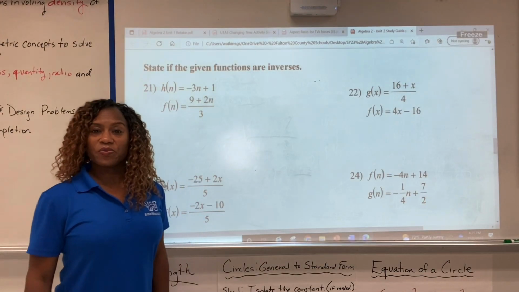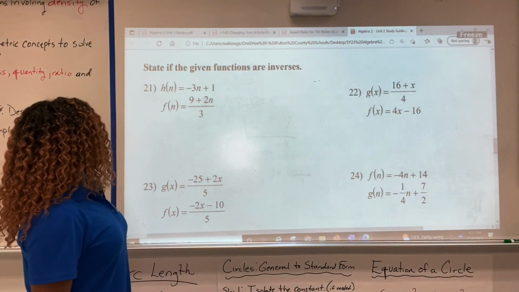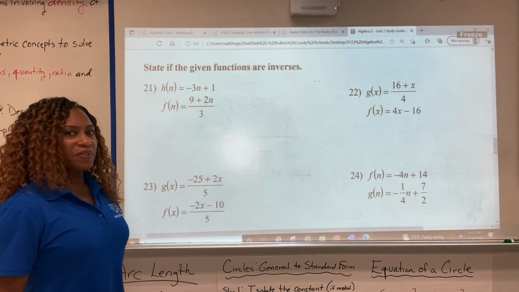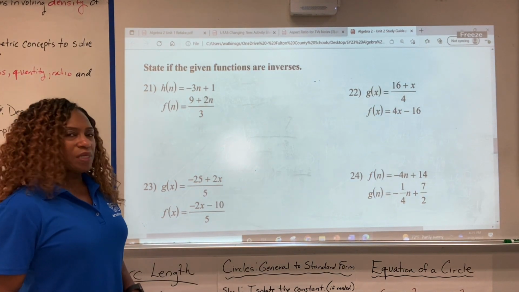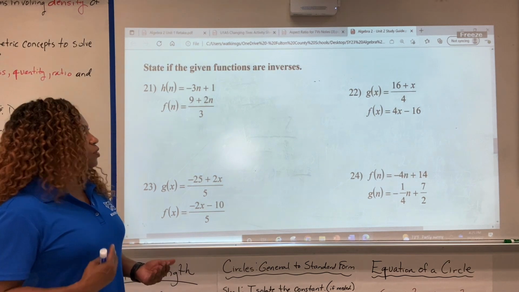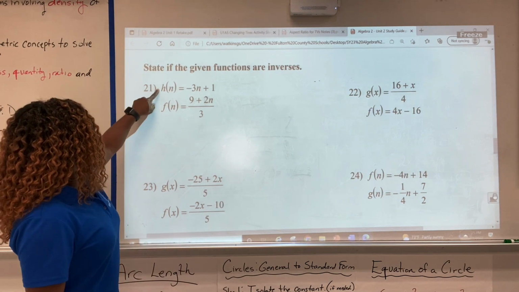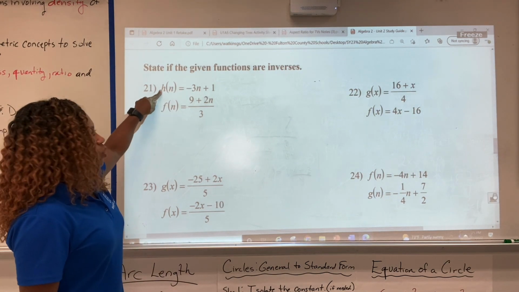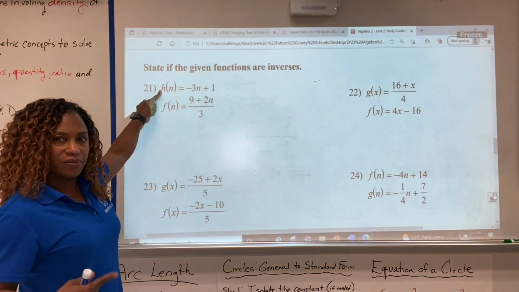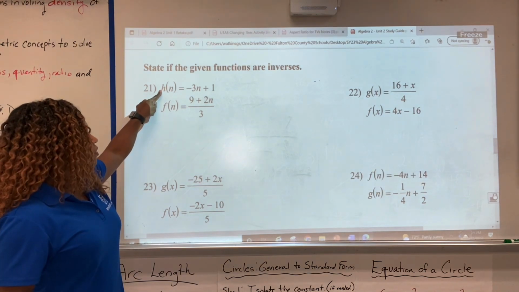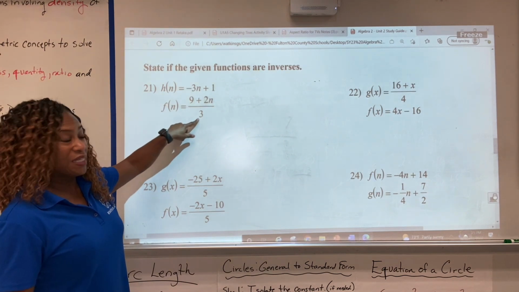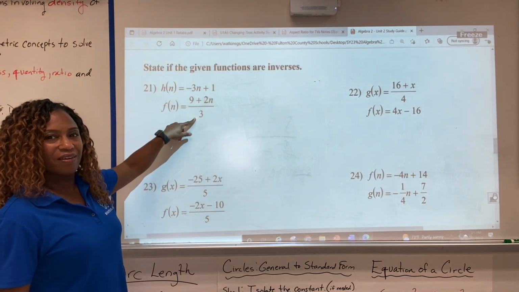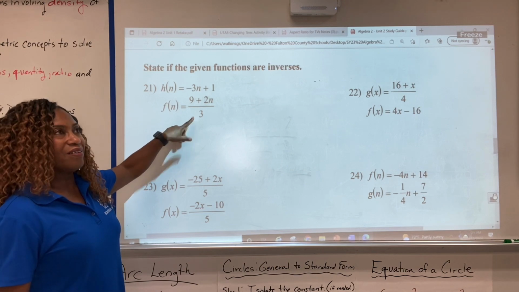Last problems for the study guide, we're asked to tell if the given functions are inverses of each other. So we're still going to use our steps for finding the inverse, but the way this will work is, since we've got two functions, we will start with one of them and find the inverse of that function. Now, if the inverse matches the second one, the actual original function, then they are inverses of each other. Now, here's the good news.